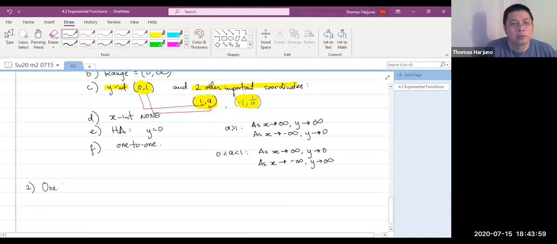One-to-oneness, to solve one-to-oneness, to solve basic exponential function, exponential equation.